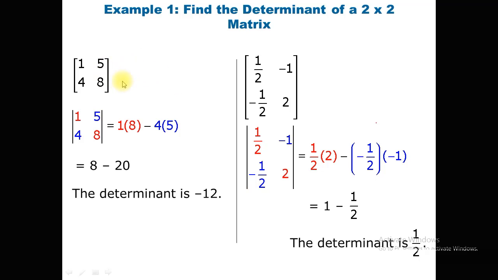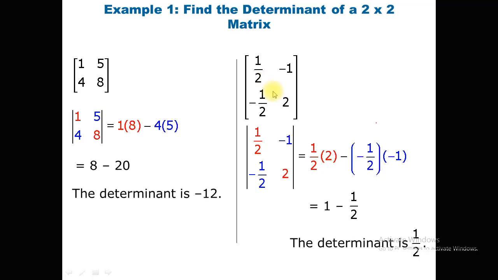For example, we have a 2 by 2 matrix 1 5 4 8. Then how do we find the determinant of this 2 by 2 matrix? This is a simple example. First of all, multiply these diagonal entries, 8 times 1 is 8, and then multiply these diagonal entries, 4 times 5 is 20. Now 8 minus 20, we get the determinant equal to -12.